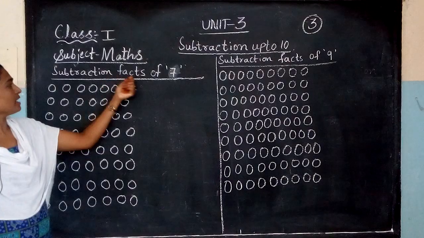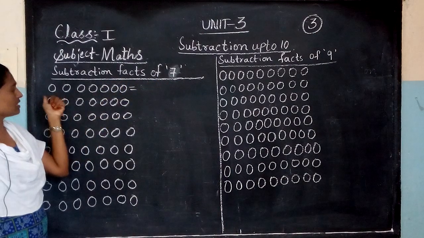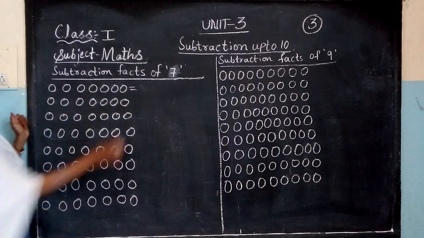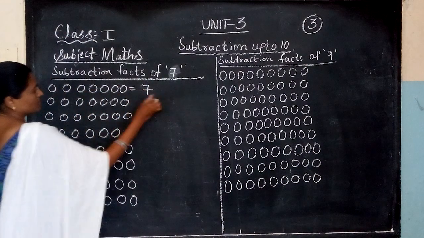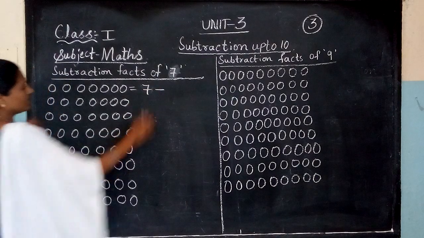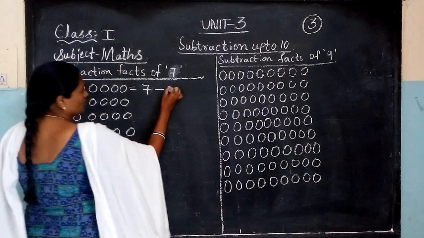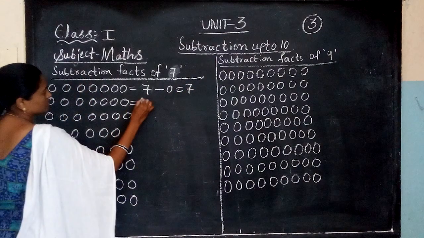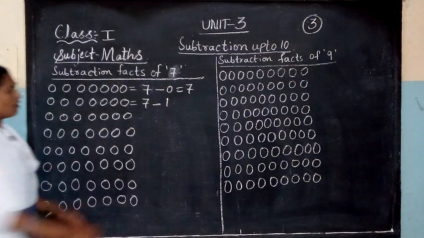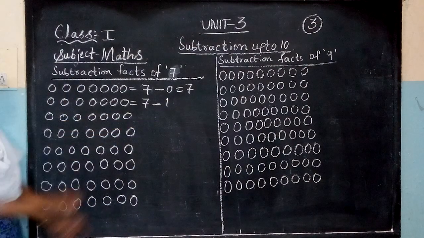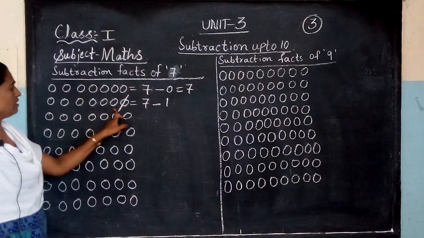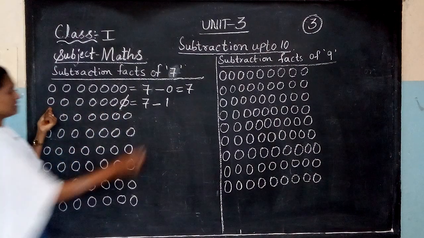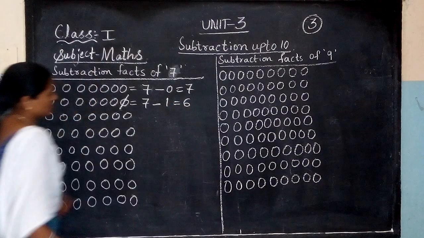Next, children, subtraction facts of 7. Here how many circles are there? Count. 1, 2, 3, 4, 5, 6, 7. 7. What is the symbol of subtraction? Minus. Here we are not cutting any number. Think of it as a 0. 7 minus 0 is 7. Next, 7 minus 1. From 7, how much do you have to take away? 1. If you take away 1, how many are remaining? Count. 1, 2, 3, 4, 5, 6, which is equal to 6.